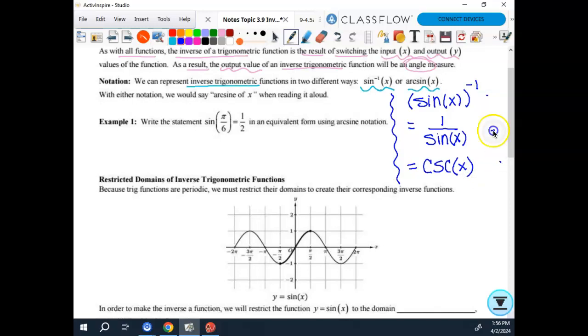Now, these two things you could definitely see. You could see this, but you're less likely to see that. But either way, this is not that. Those are two completely different things. Okay? That's sine inverse. The other one is sine to the negative 1 power. And then again, the way you read it, arc sine of x, or sine inverse.